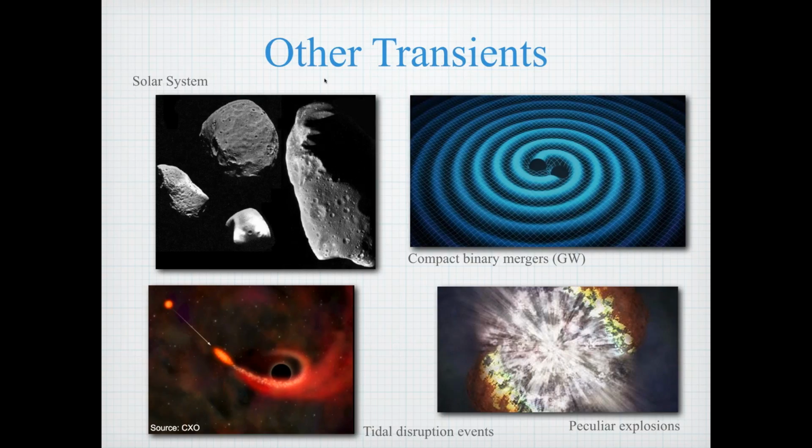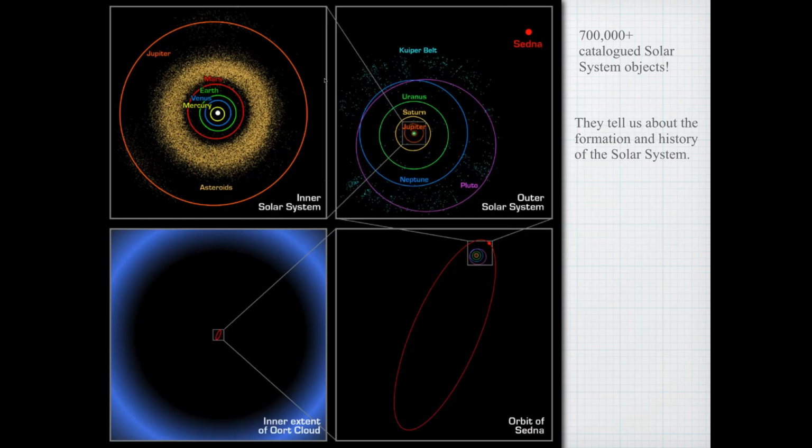So the 5,000 square degree wide survey, even though it doesn't have a well-controlled cadence, you could look for solar system objects which move across the sky. Just a few things about the objects in our solar system and what we're focusing on right now. This picture shows the inner solar system on the top left and moving out to the right and bottom, the outer solar system and the Oort cloud and so forth.